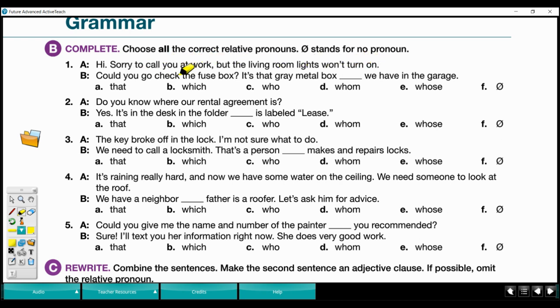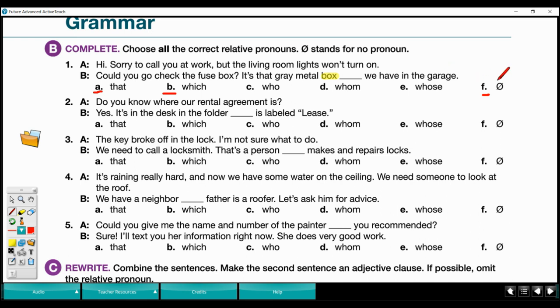Person B says, "Could you go check the fuse box? It's that gray metal box." Okay, so here we're describing a box, and your possible answer choices are that, which, or nothing. So you can say, "It's that gray metal box that we have in the garage," that gray metal box which we have in the garage, or you can say the gray metal box we have in the garage.